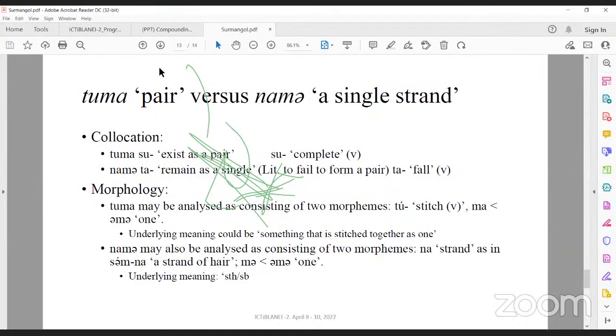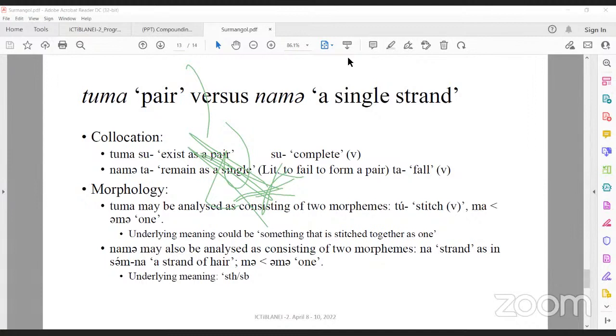So I had one more, this is also tuma, is pear. We use jura also for pear, a long word, jura. Tuma versus nama, a single strain. When we use the word in the collocation, it is usually followed by the verb shuba, shu. I don't mark the ba here. This is a verb root shu, tuma shuba, exists as a pair, or shu complete. Shu means complete. Nama taba, remain as single.